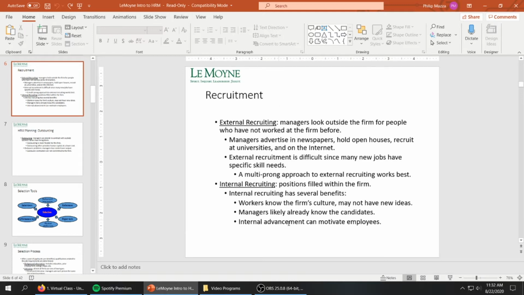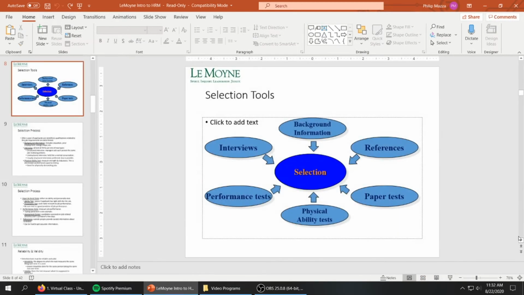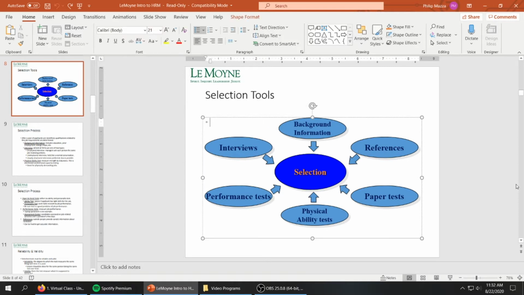And of course, when we talk about recruitment, think back to that triangle: risk management, management advocate, and employee advocate. From a risk management standpoint, there's a lot of rules and regulations and laws on how you go about recruitment, and especially how you go about selection. Taking a look at selection tools, you will see that there are selection tools that an HR person will use. They consist of background information, references, paper tests, physical ability tests, performance tests, and interviews.